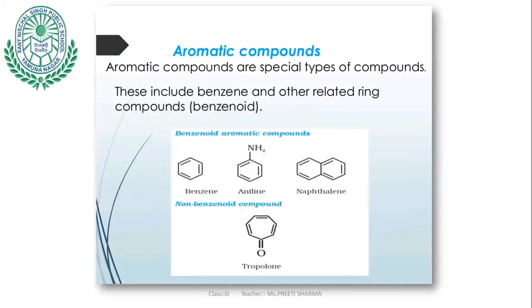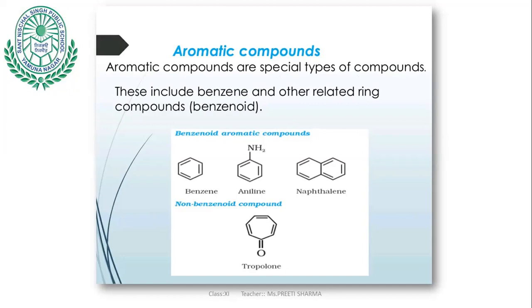The second one which I'm talking about is the aromatic compounds. Aromatic compounds are special types of ring containing compounds. It includes both benzenoid and non-benzenoid. Benzenoid means the main constituent is a benzene ring, right? If in a chain of carbon atoms there is a benzene ring as a main constituent, that is called benzenoid aromatic compounds, and other than that is known as non-benzenoid compounds. I have given examples to you, like benzene, aniline, naphthalene, anthracene. These are examples of benzenoid aromatic compounds.